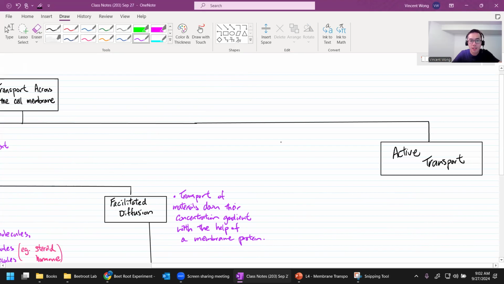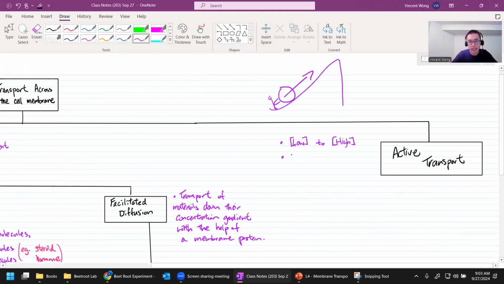So for active transport, it is going uphill. It's like pushing a boulder up a hill. That's gonna need some energy, right? Imagine a hill and then there's a big boulder, big rock, and you're pushing it up. That's active transport. And so it's going from low concentration to high concentration.